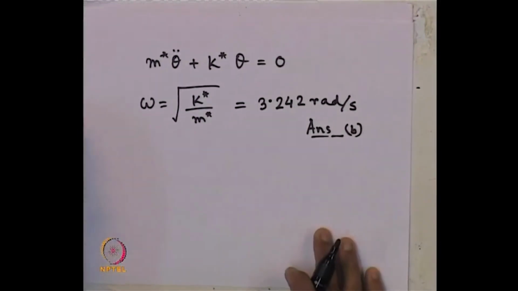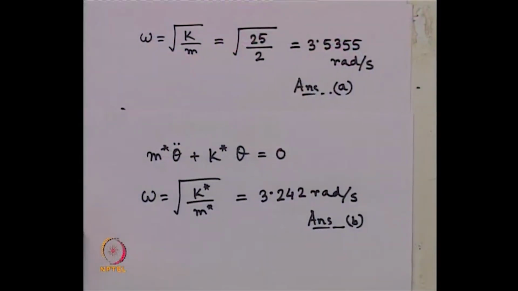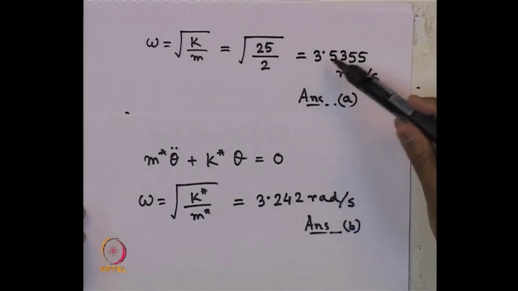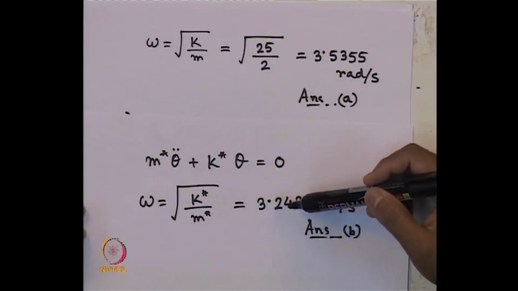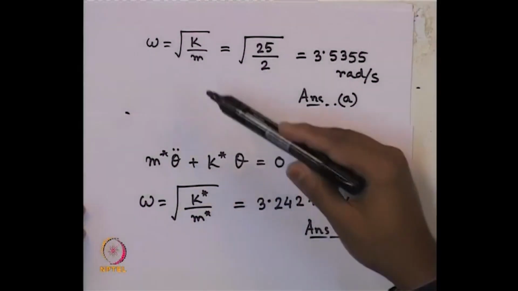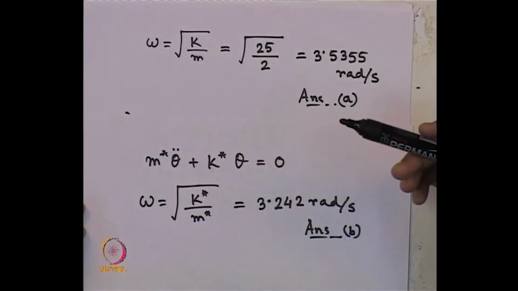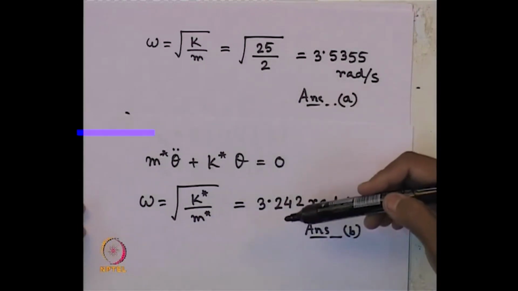Now, if we compare the natural frequency obtained in case A and case B, if I keep both the results here, we can easily see in the first case the natural frequency was 3.53, in the second case it is reduced to 3.24, which is quite expected because the mass has increased. So, this is a kind of cross verification that our analysis or calculation is correct, because with increase in mass natural frequency has to decrease.